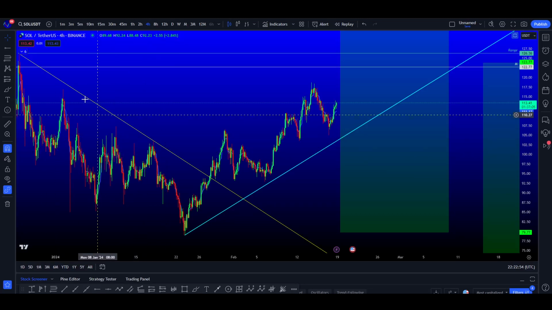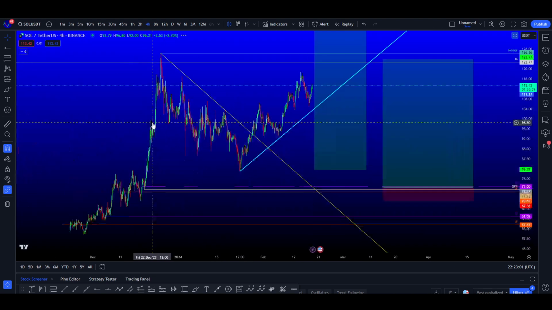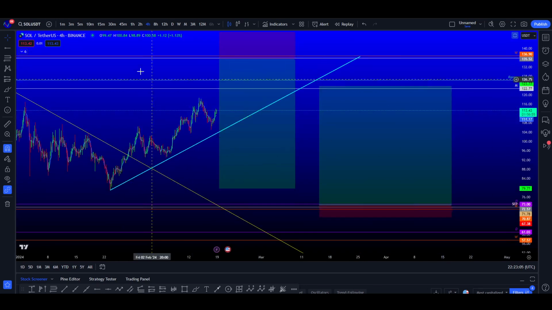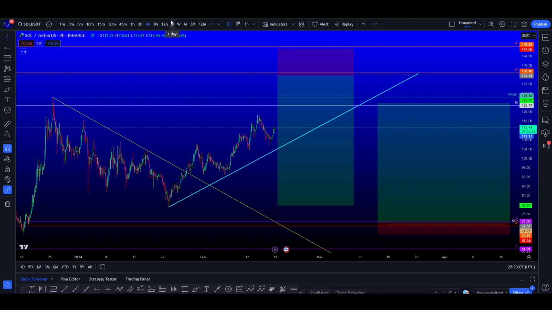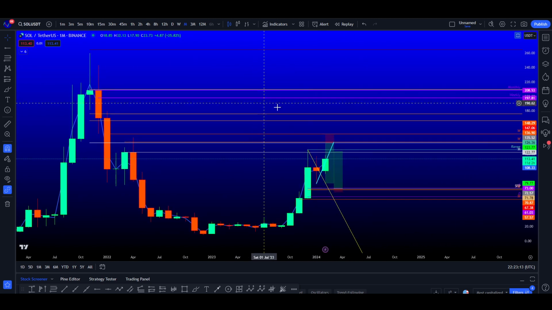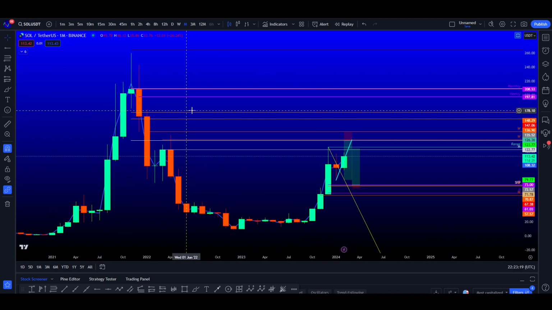So today I wanted to go over Solana, SOLUSDT on the Binance chart. So let's go ahead and see what kind of price action we have going on here. I did do a video on this a few weeks ago, mapping out a few of the key levels on the chart. As you can see, we have a lot of important levels above us. So let's just dive right into it, right?